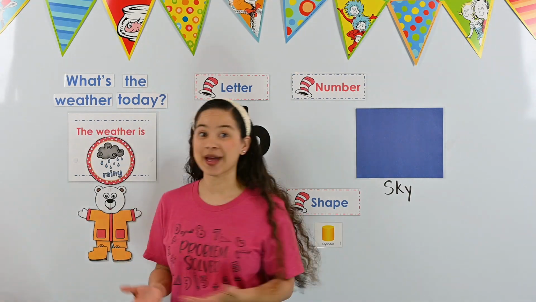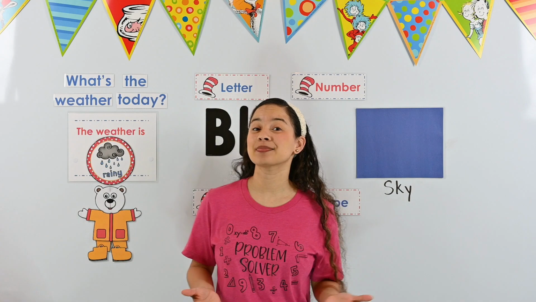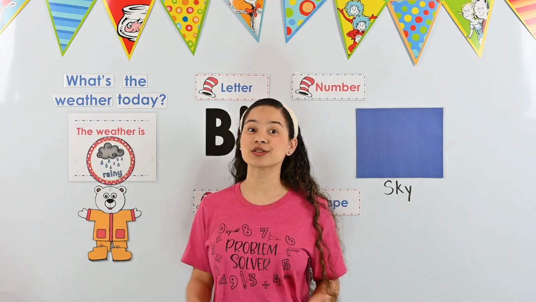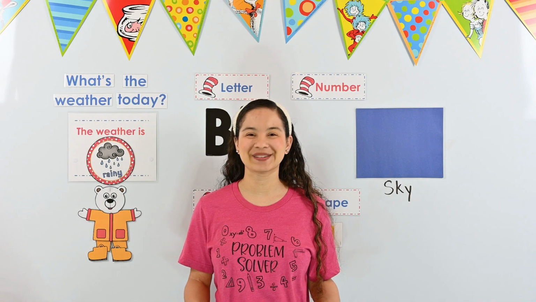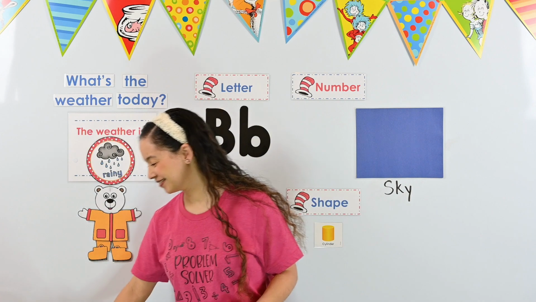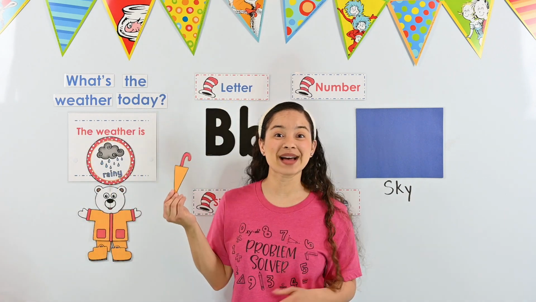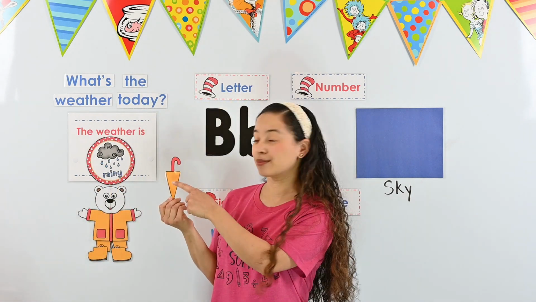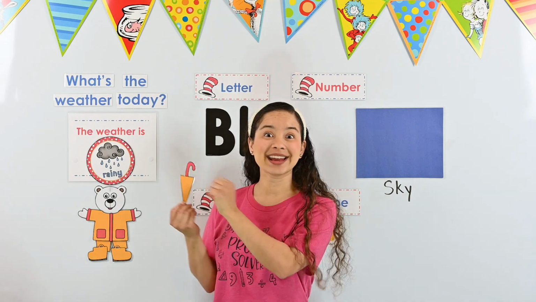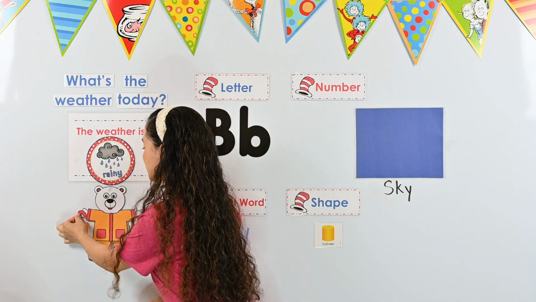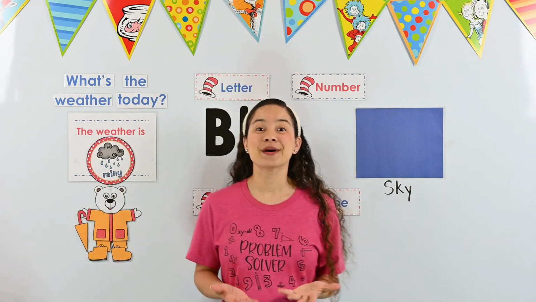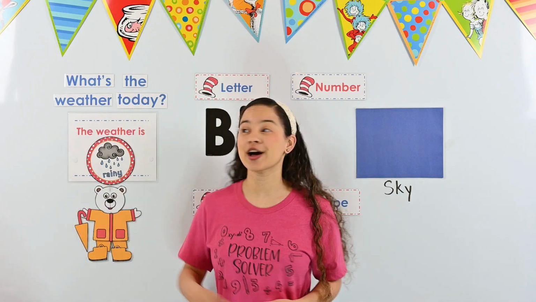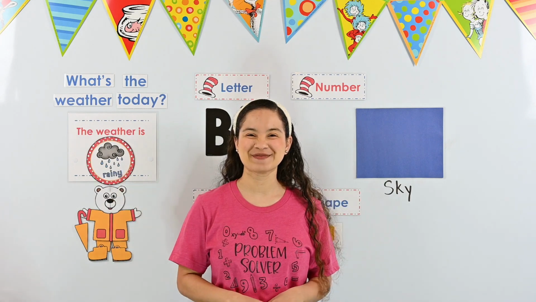Perfect. Okay, now Perry needs something to protect his head when he's outside in the rain. What could he use to protect his head from the rain? Perry can use an umbrella. Hey, his umbrella matches the rest of his clothes. His umbrella is yellow and it has a red handle. Let's put the umbrella in Perry's hand. Perfect. Now Perry the polar bear is ready for the rainy day.